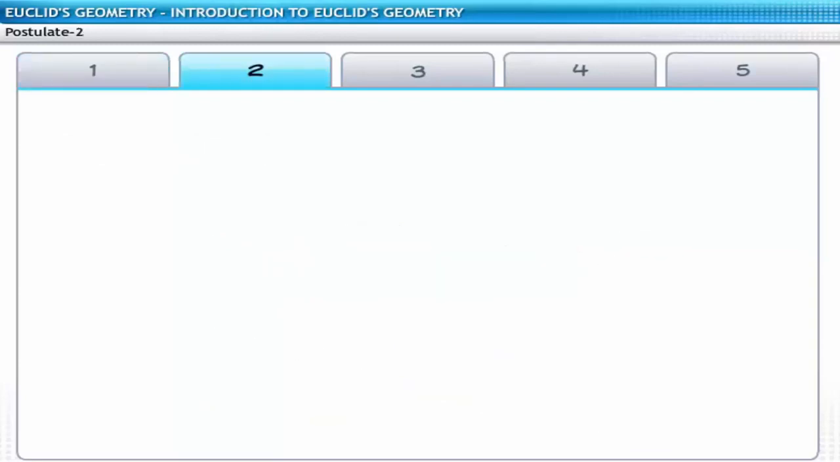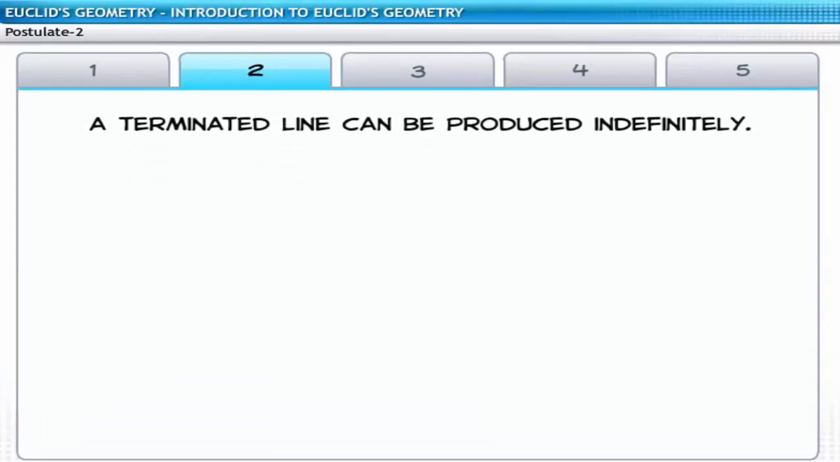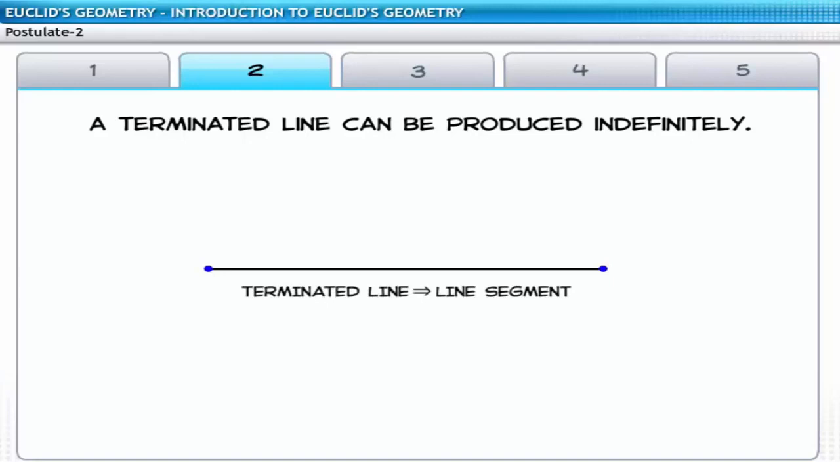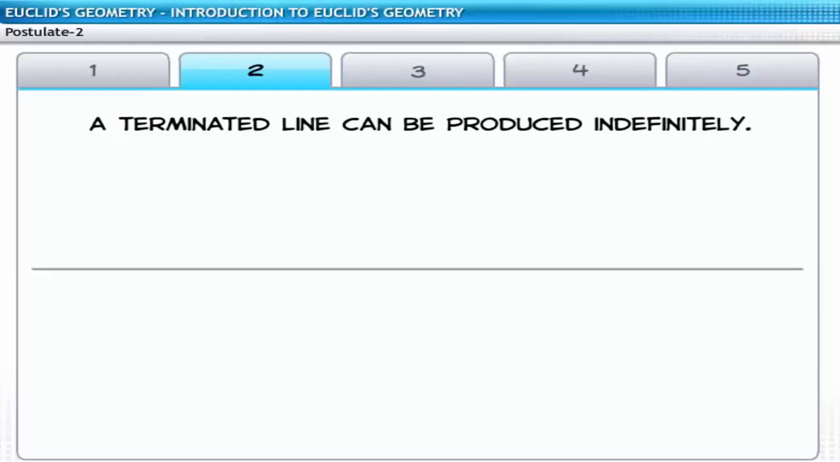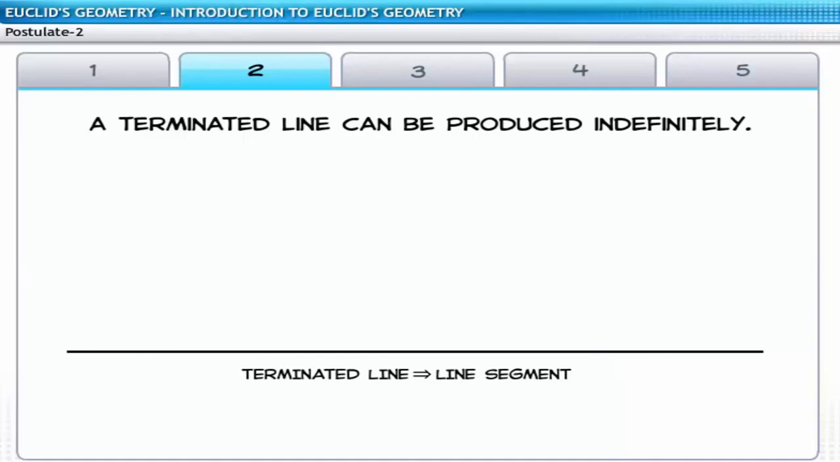The second postulate states that a terminated line can be produced indefinitely. For a terminated line, there are 2 endpoints. In other words, a terminated line in present-day terminology is called a line segment. Let's try to understand this postulate using the idea of a line segment. A line segment is a part of an infinite straight line. If we observe the reverse, a line segment can be extended on both the sides to form a straight line.